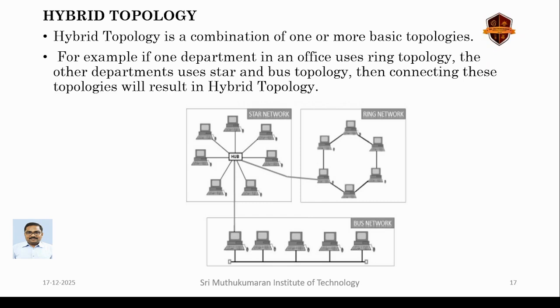Now the last thing is hybrid topology. That is a combination of one or more basic topologies. Like we can combine the bus and star topology, or you can combine the ring and the mesh topology. So when you combine the properties of one or more basic topologies, that is called the hybrid topology.